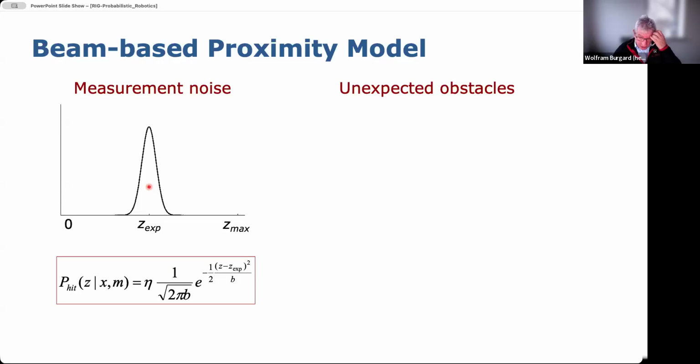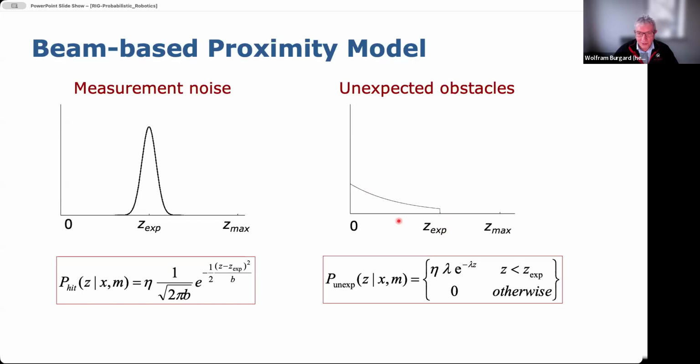Turns out that this can be nicely represented by an exponential distribution, because there's a very interesting explanation for this, but due to the limited time, it's impossible to explain this right now. But if you run into me once, then I'll be happy to explain this to you. Right? So it's an exponential distribution that ends where the expected measurement is, simply because dynamic obstacles behind obstacles that we know don't play a role.